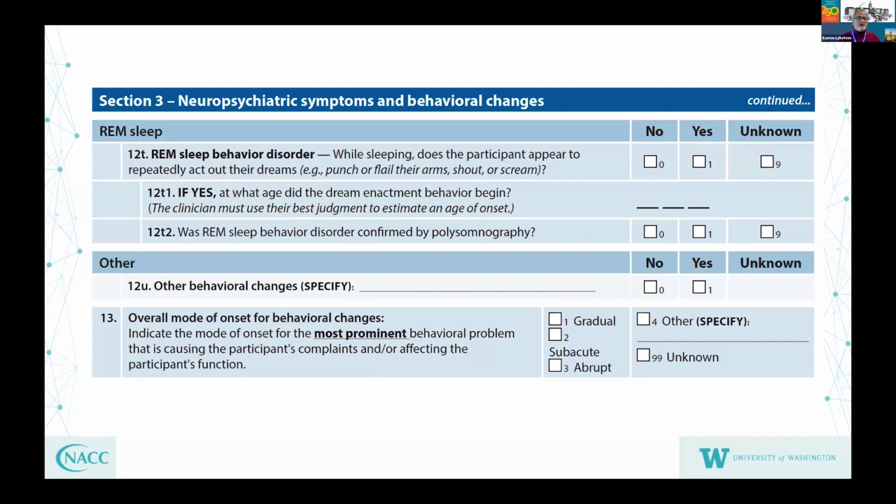Other changes, we're looking for evidence of REM sleep behavior disorder. You have the definitions or the guidance that we have here. And for all behavior changes, we're asking for the most prominent behavior problem and thinking about whether the onset and progression is gradual, subacute, or abrupt.